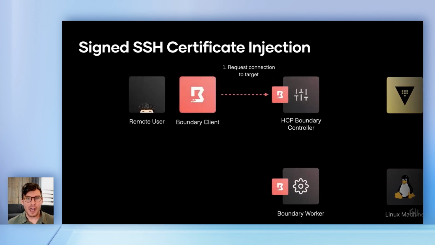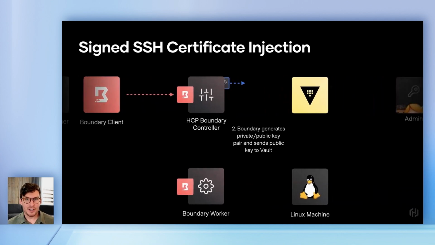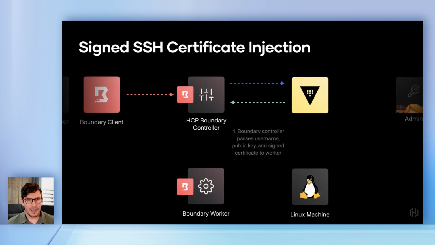First, the Boundary client requests a connection to the target. Boundary reaches out to the Vault SSH secrets engine and then provides the public key for signing. Other criteria that might be needed by Vault, such as whether the user needs an interactive shell, are also passed to Vault at this time. Vault then uses Boundary's public key to generate a signed certificate, and the certificate, private key, and username are sent from the controller to the worker.